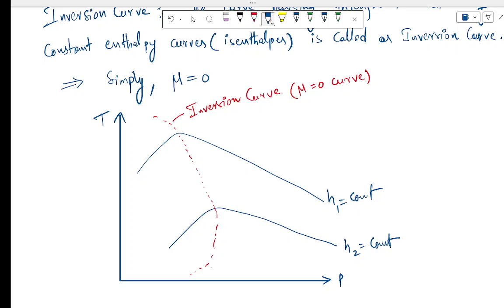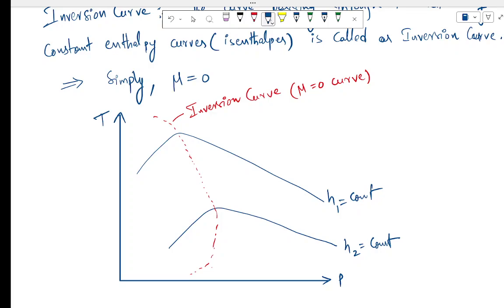So based on this, towards your left, if you observe, your pressure and temperature are increasing positively. That is, the relationship between the pressure and temperature is a direct relationship on the left of the inversion curve. On the right of the inversion curve, it is the inverse relationship.